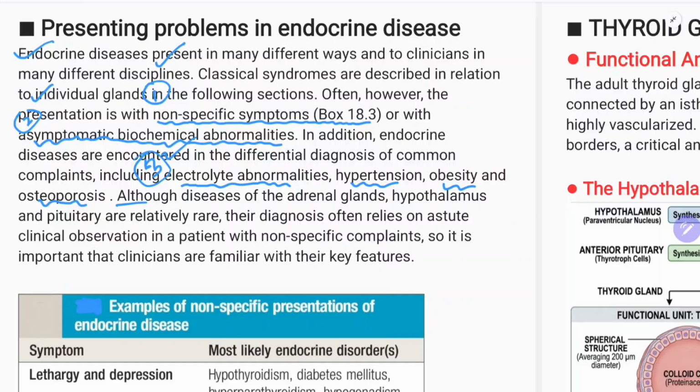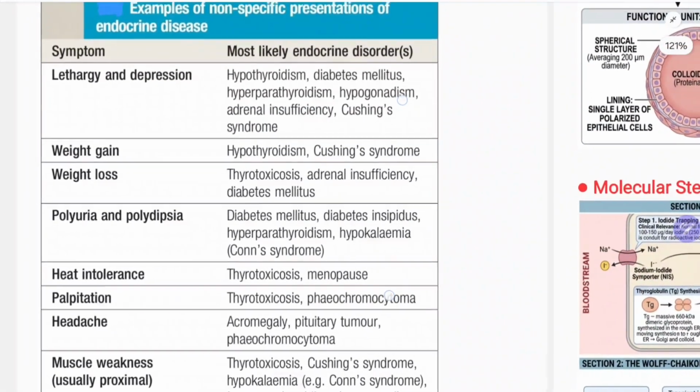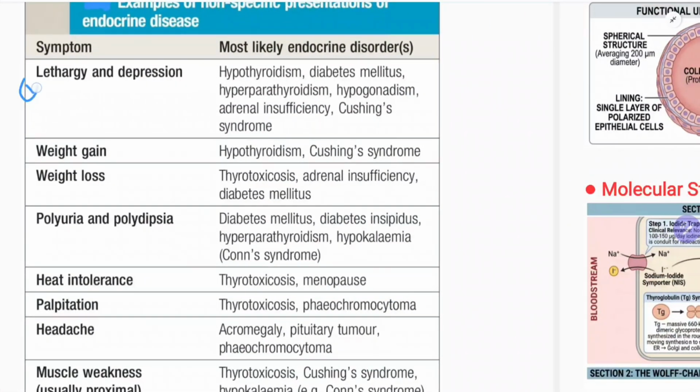Although diseases of the adrenal glands, hypothalamus, and pituitary are relatively rare, their diagnosis often relies on astute clinical observation in patients with non-specific complaints. So it is important clinicians are familiar with their key features. So diseases of the adrenal glands, hypothalamus, and pituitary are rare, but we should suspect them, depending upon the presentation. So these are the three types of presentations a patient with endocrine disease comes with. So let us see what are the non-specific presentations of endocrine disease. Number one is lethargy and depression.